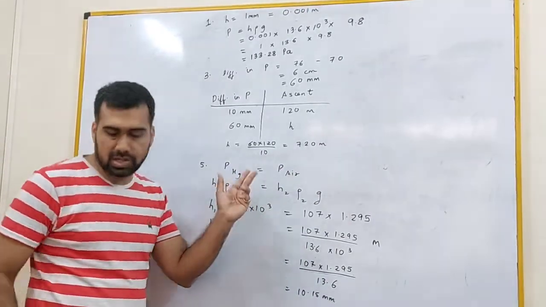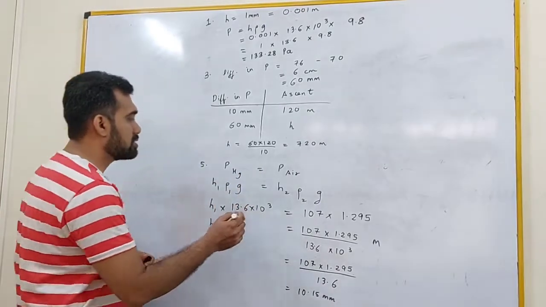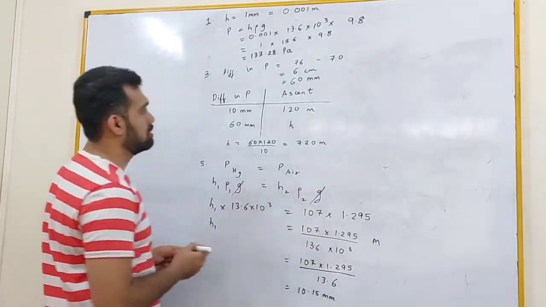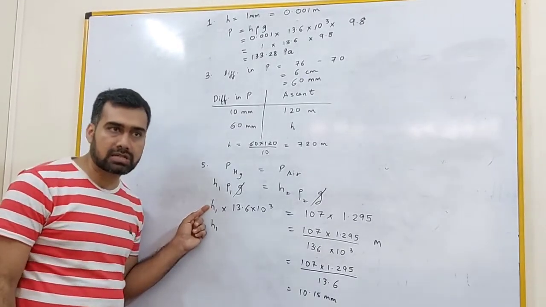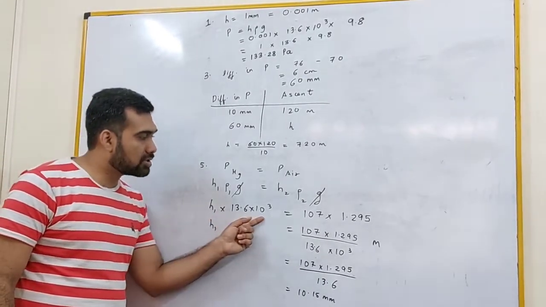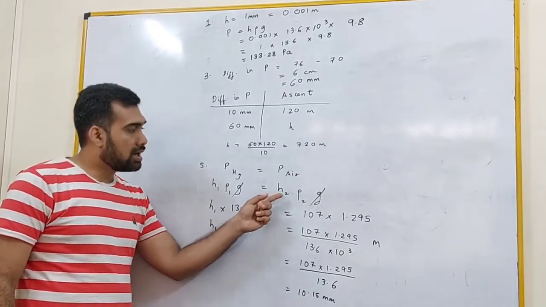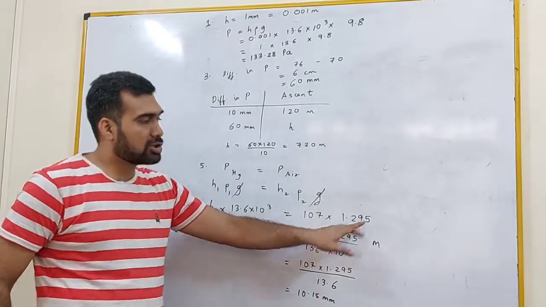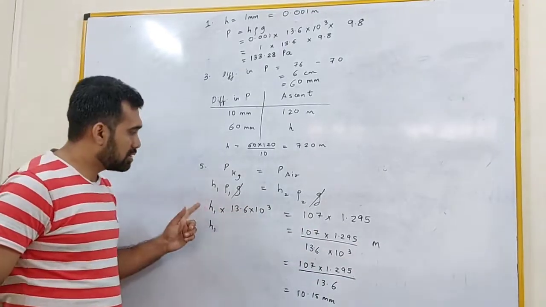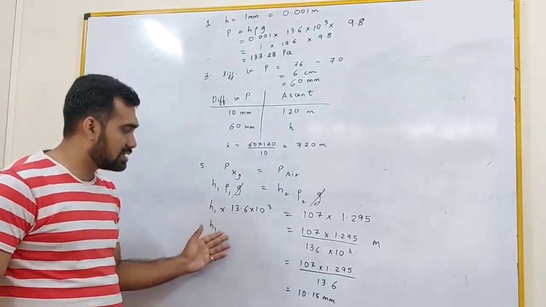H rho g is equal to H rho g, g cancelled. But the height is asked of the mercury in the barometer. Density of mercury in SI unit is already given. Height in air is given, 107 meters. And density of air is also given in SI units. So now we just have to solve this to get the value of H1.